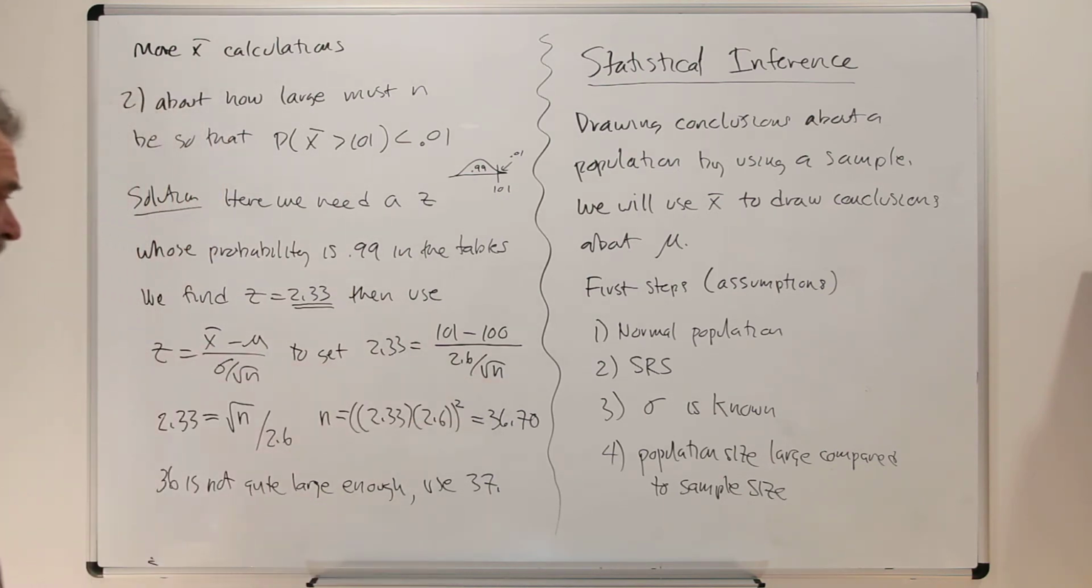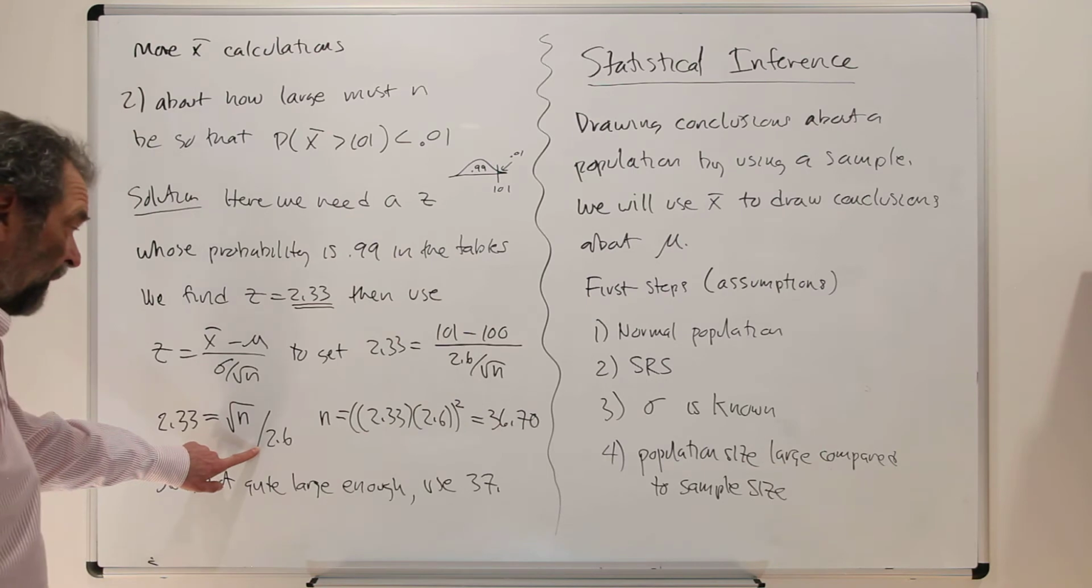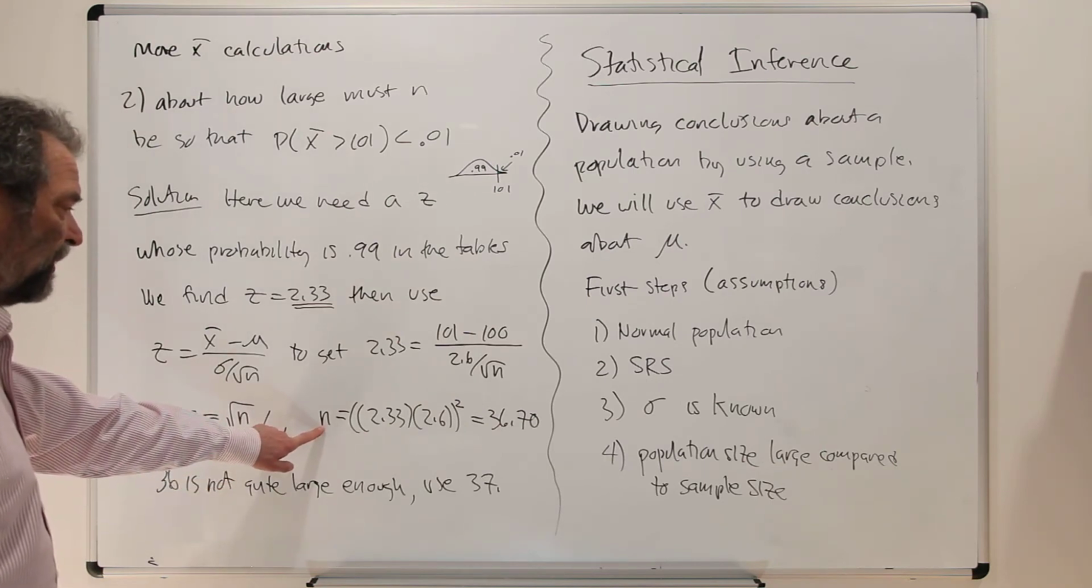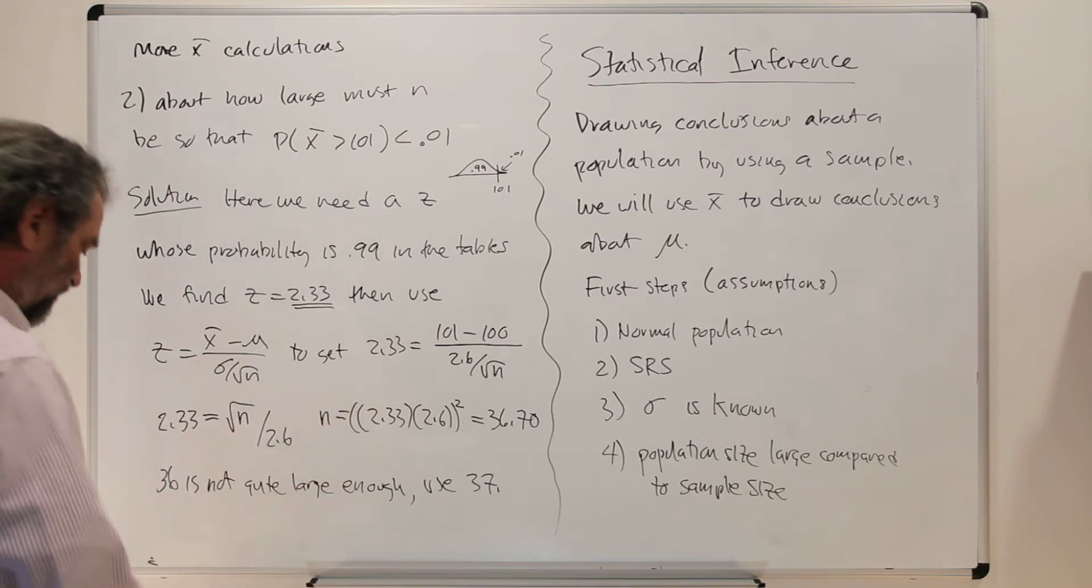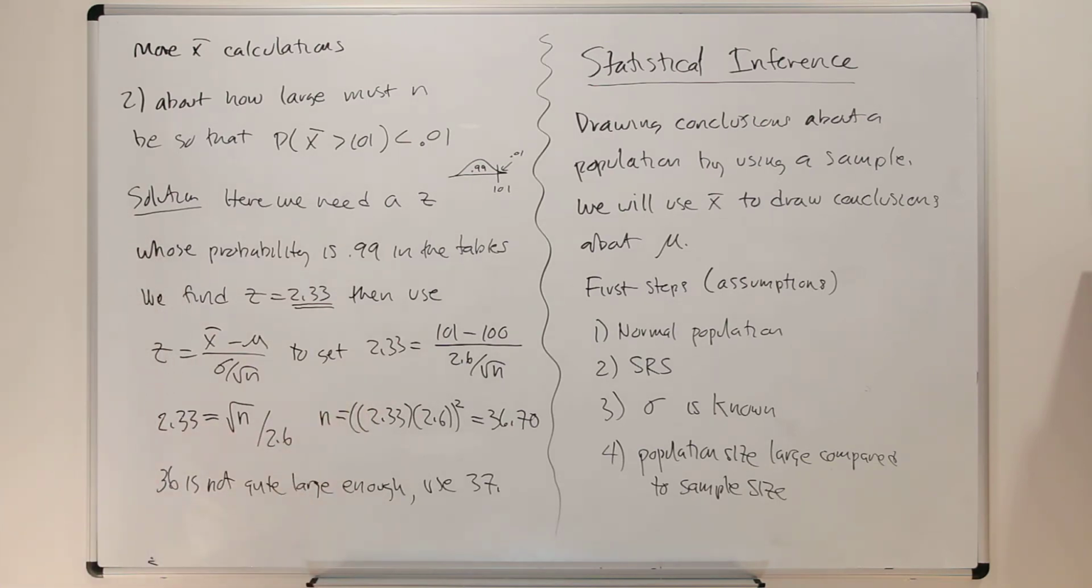And then we rewrite that as 2.33 is root n over 2.6. That's a 1 up here. And solve it for n by multiplying by 2.6 and squaring both sides, and getting 36.70. Now you can't have a sample size of 36.7 because it has to be a whole number. If I use 36, it hasn't quite squeezed the distribution close enough to 100 to get that tail probability to be less than 0.01.